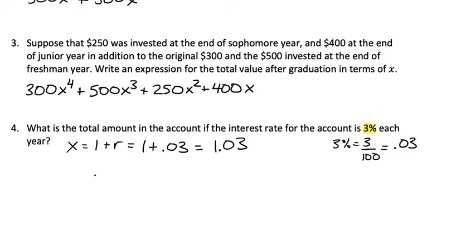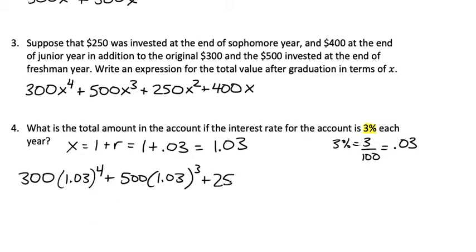Now, to find the total amount in the account, I would plug this in for x. So into my expression that I have here for number 3, 300 times 1.03 to the fourth plus 500 times 1.03 to the third plus 250 times 1.03 squared plus 400 times 1.03. Now, I'm going to need a calculator to do this. I'm going to show you how to do it on the Desmos calculator.